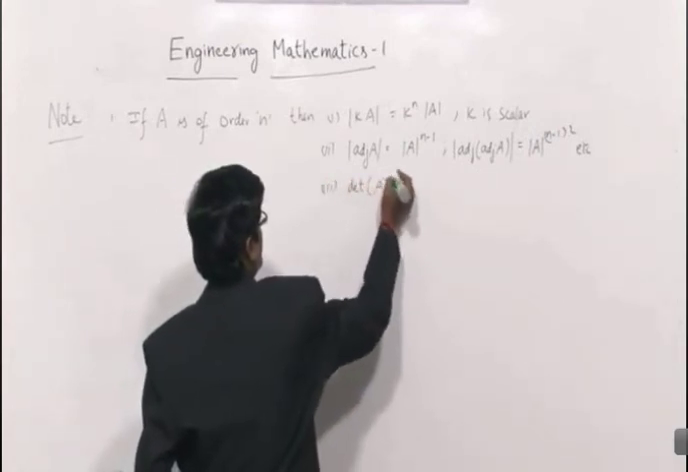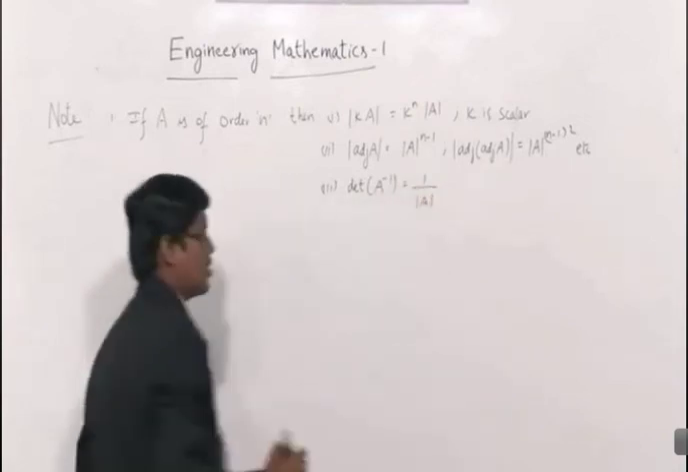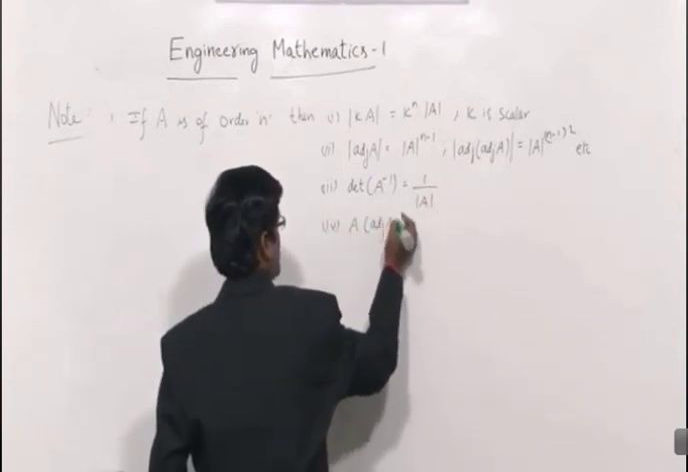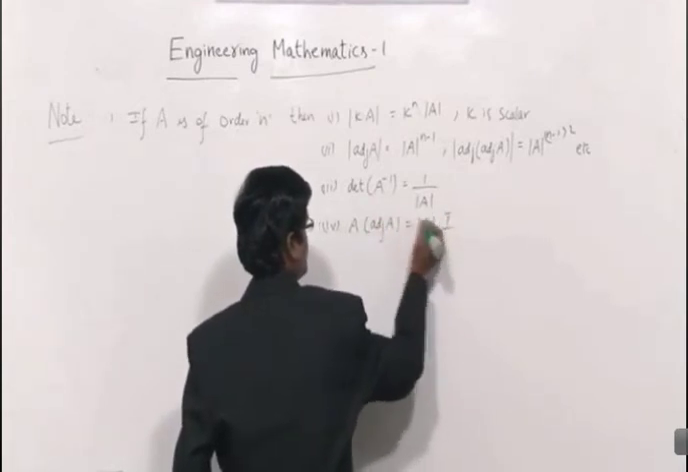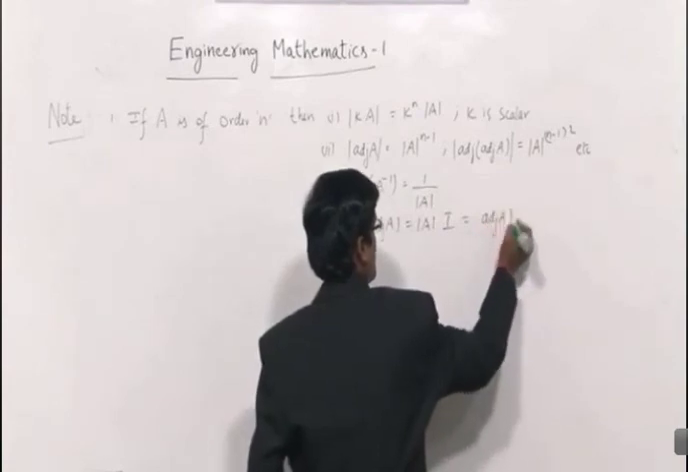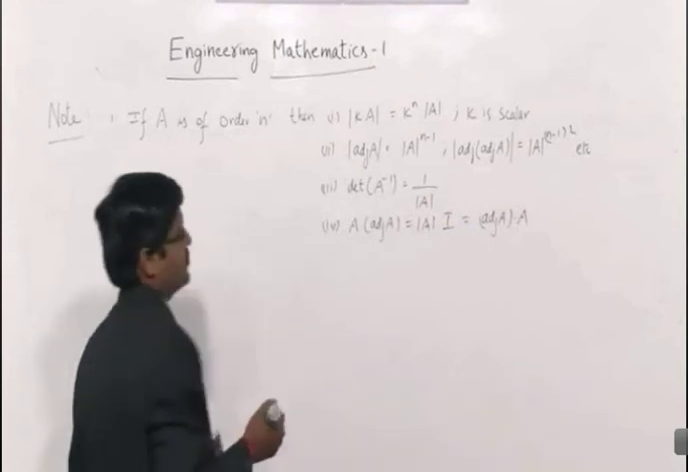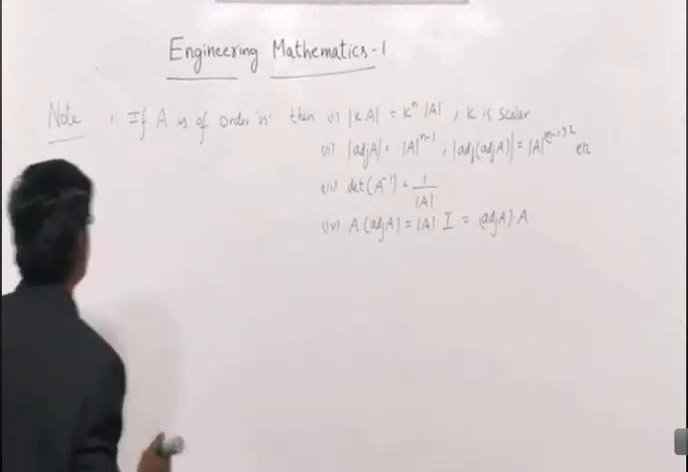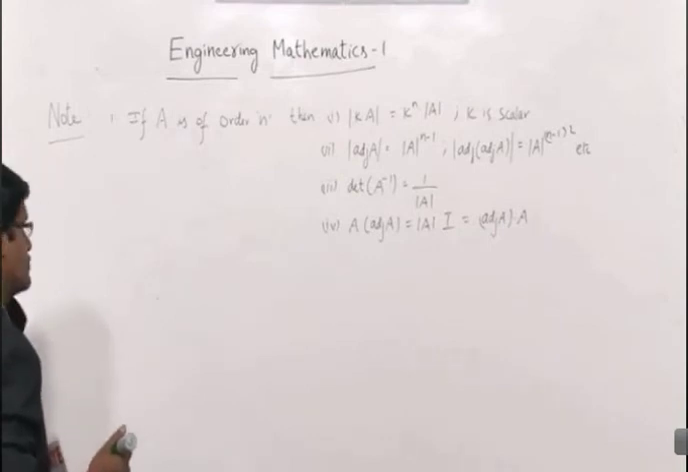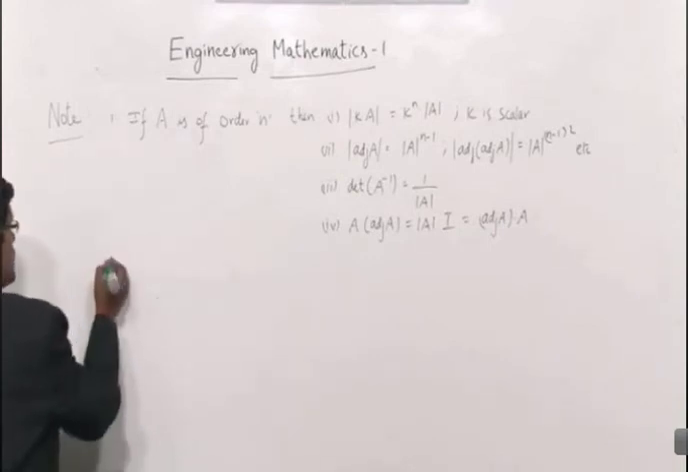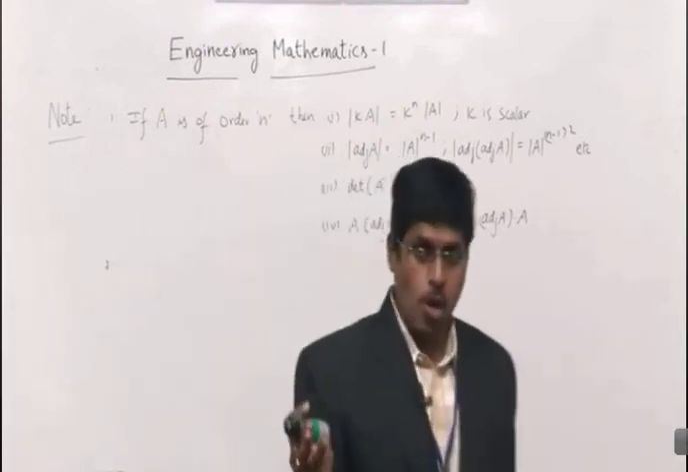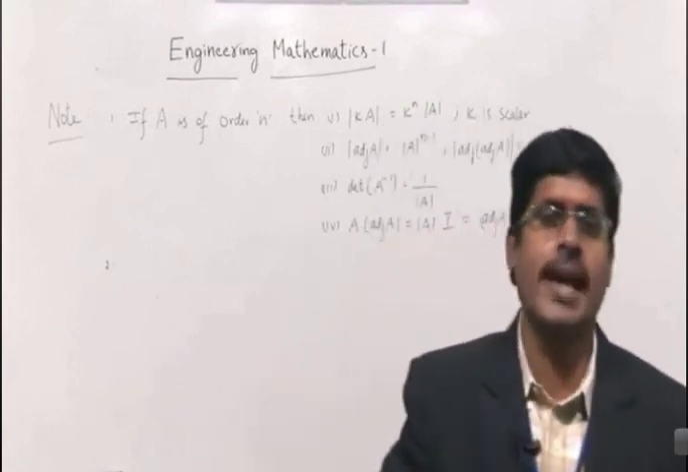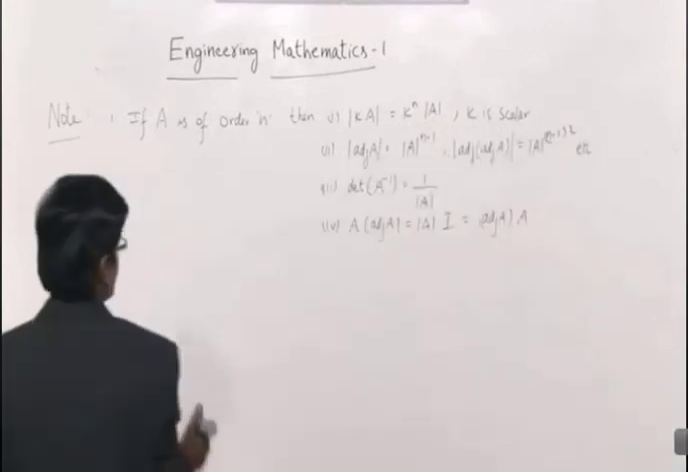3, determinant of A inverse is equal to 1 by determinant A, whenever determinant A is not equal to 0. 4, A into adjoint A is equal to determinant A into I, which is equal to adjoint A into A. And remember, the determinant of an upper triangular matrix, lower triangular matrix, scalar matrix, and diagonal matrix is nothing but the product of the leading diagonal elements, the principal diagonal elements.